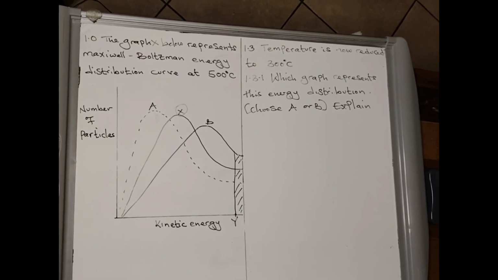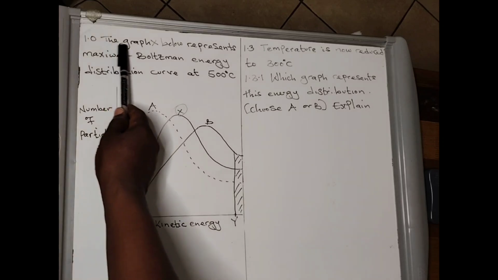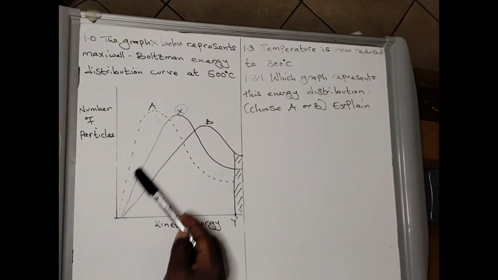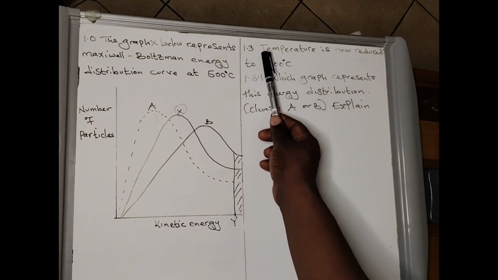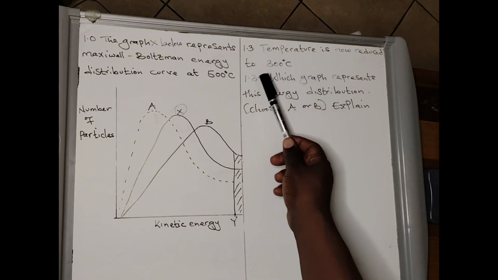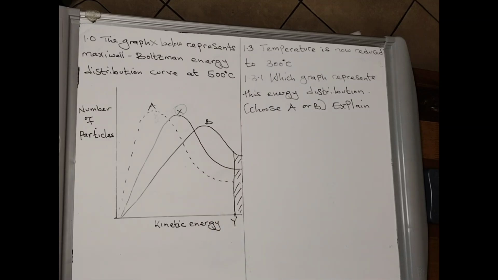And what do we see here? We are saying the graph X below. This is the graph we are talking about. And it's at 500. And the question comes, the statement says temperature is now reduced to 300 degrees Celsius. And it says, which graph represents this energy distribution? They say choose A or B.